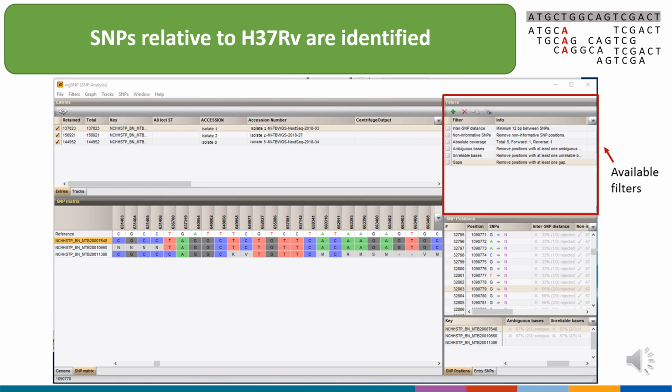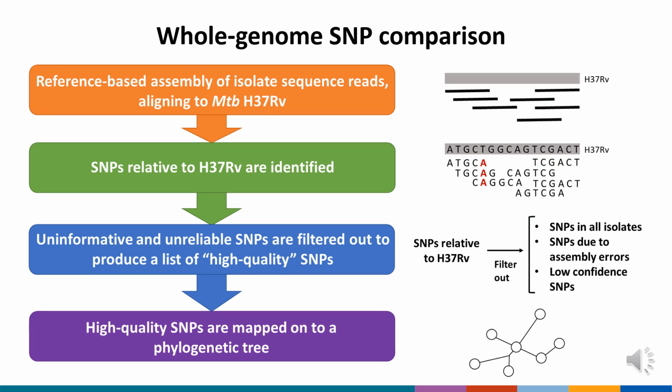Most of these nucleotide positions will ultimately get filtered out in the next step of the analysis, but right now I'm showing how it looks before the filtering. The available filters are shown over here on the right in the red box, but they are all unchecked right now, meaning they are turned off. So the next step is to filter out uninformative and unreliable SNPs to produce a list of high-quality SNPs. Let's take a look at what these different filters are.